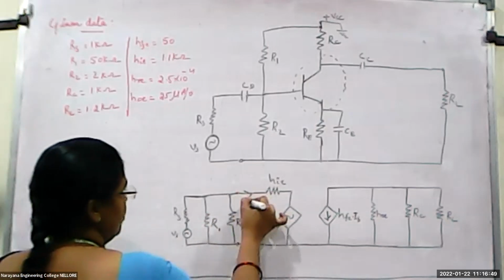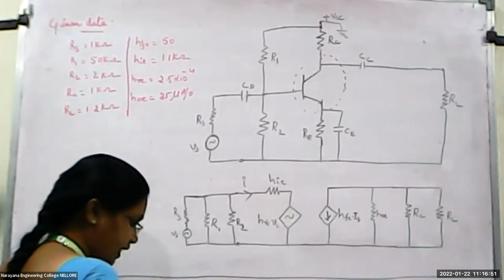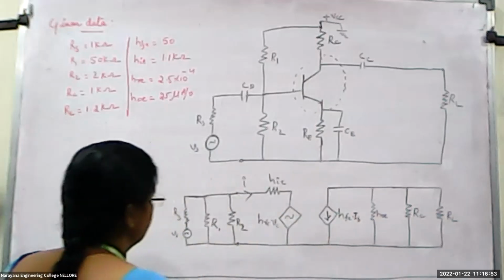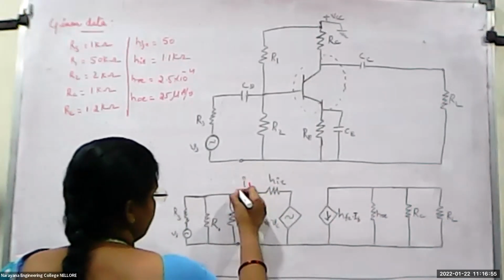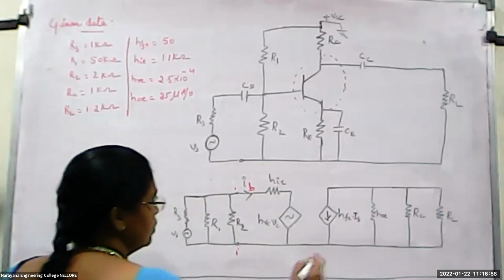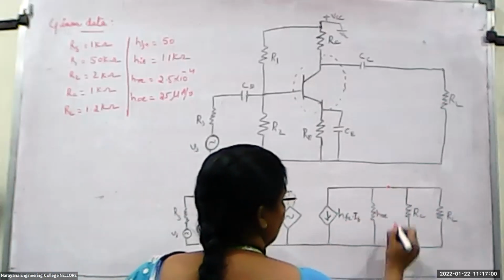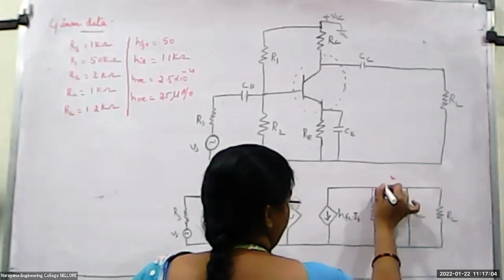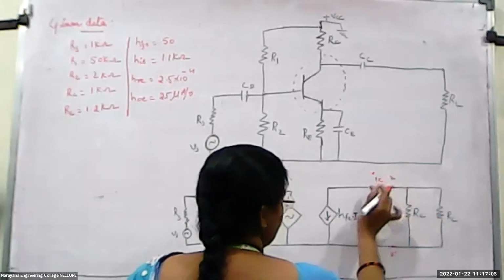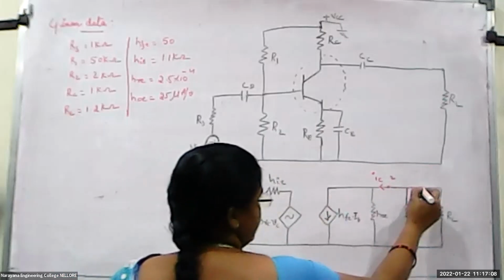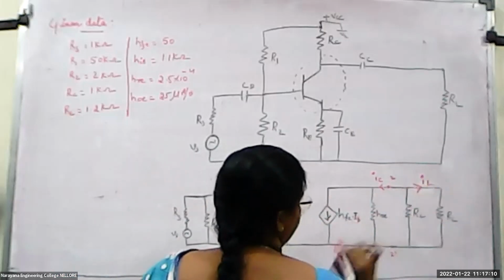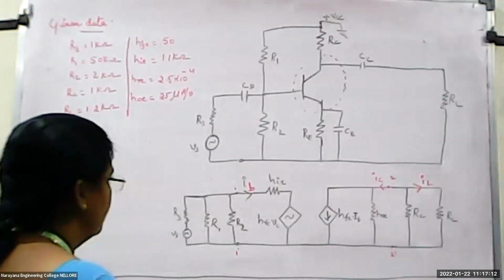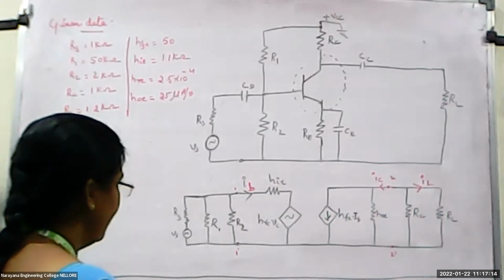So what is the input current here? IB. IB is the input current. 1 dash, here at this point. 2 dash. So what is current here? IC current flows into the transistor. Here you can get IL current. Anything we left?